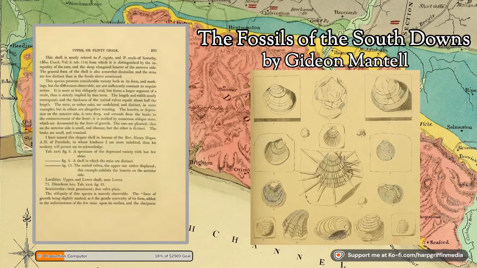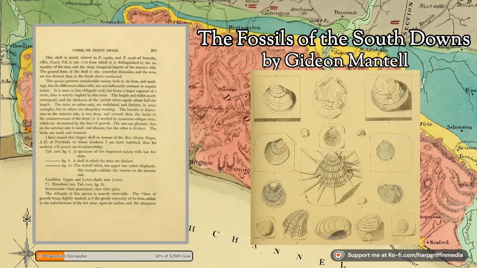The lunate, or depression on the anterior side, is very deep, and extends from the beaks to the commencement of the front. It is marked by numerous oblique striae, which are decussated by the lines of growth. The ears are plicated. That on the anterior side is small and obscure, but the other is distinct. The beaks are small and terminal. I have named this elegant shell in honor of the Reverend Henry Hooper, A.M., of Portslade, to whose kindness I am much more indebted than his modesty will permit me to acknowledge.